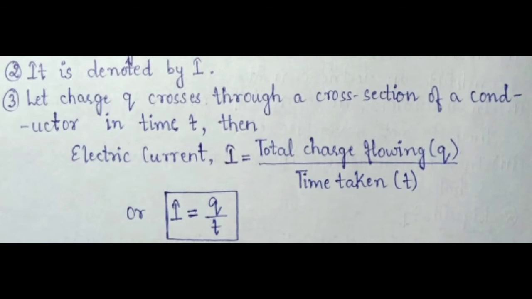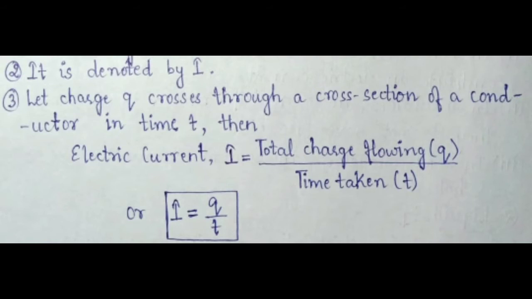So I is equal to Q by T is the main formula, but with respect to quantization of charge it becomes I equals to NE upon T. Also one important term you should know is conventional current. I think most of the students know what conventional current is. The current that flows from a higher potential to a point at lower potential is called conventional current.